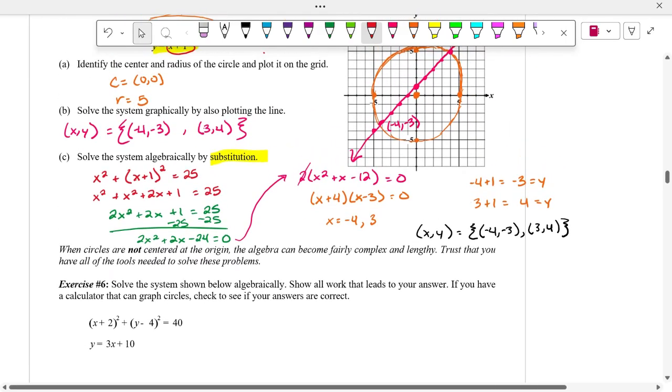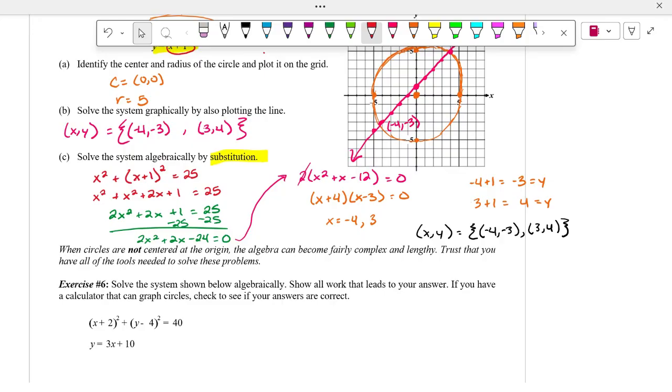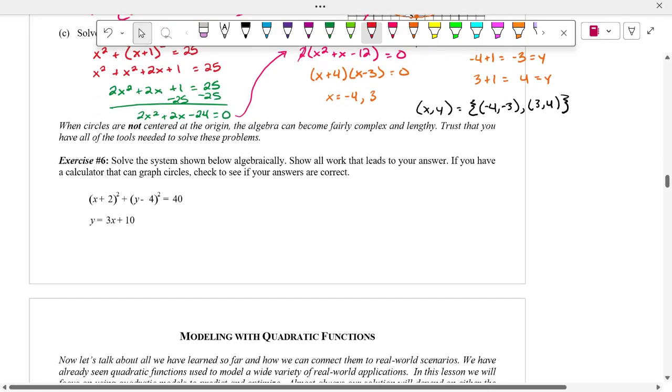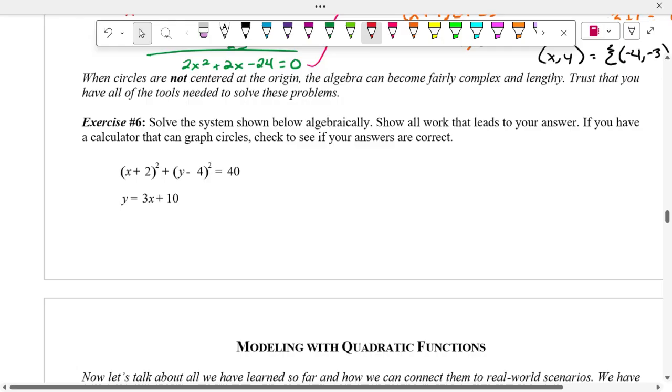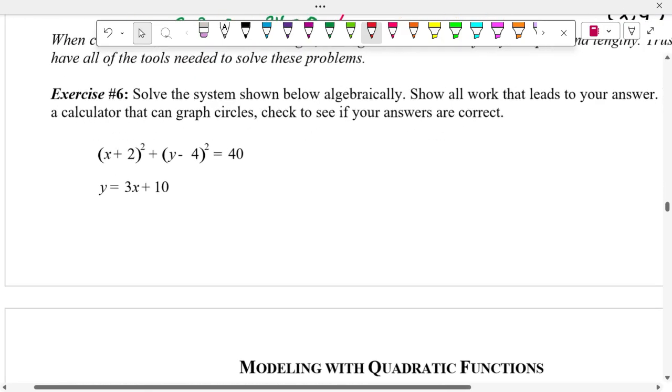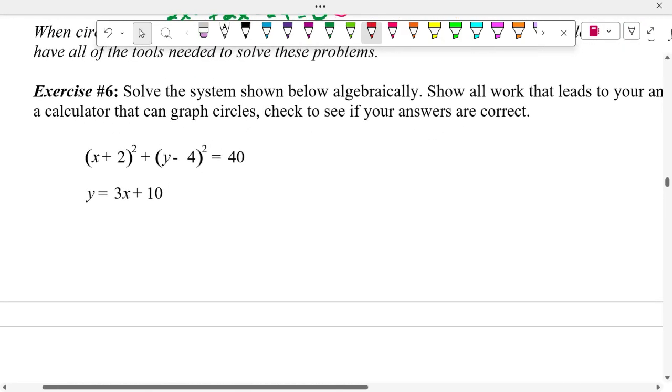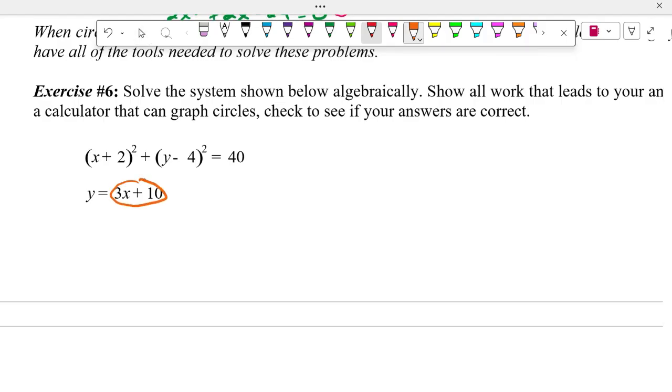Now, that was if our circle is centered at the origin, but that's not always the case. Sometimes it's not. So let's look at this last one. We're still going to use substitution to solve this algebraically, but now this 3x plus 10 is going in for this y, so we're going to have to do some simplification in the parentheses and then square it and all that stuff.